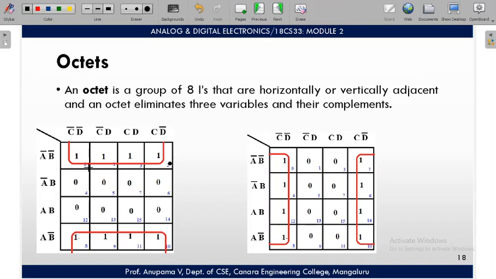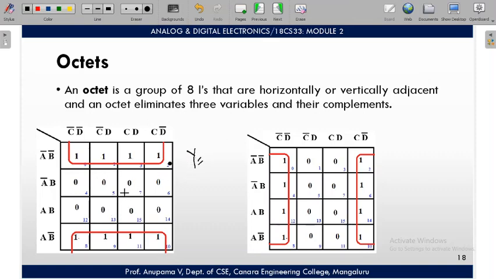In this K-map, we can find an octet in the locations 0, 1, 3, 2, 8, 9, 10 and 11. So there are 8 ones and we have marked the octet. Now let us see what is the expression for this octet.